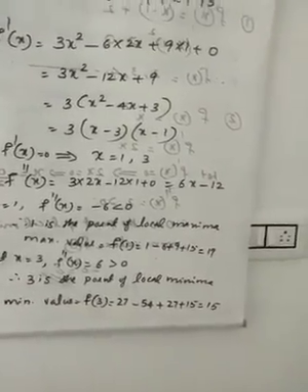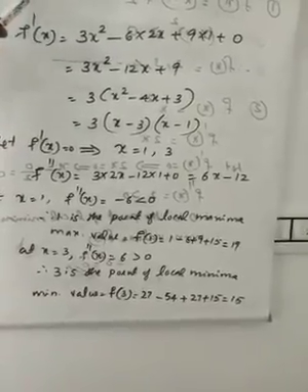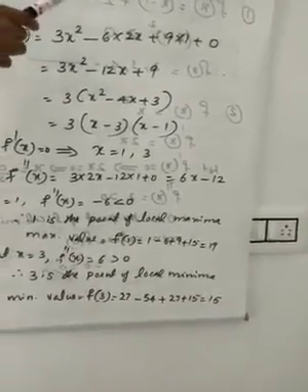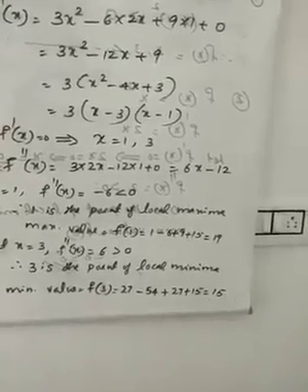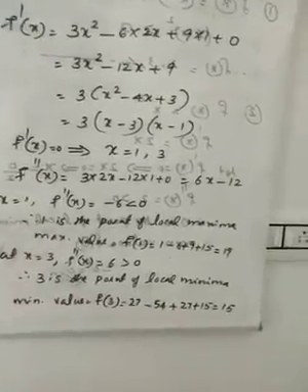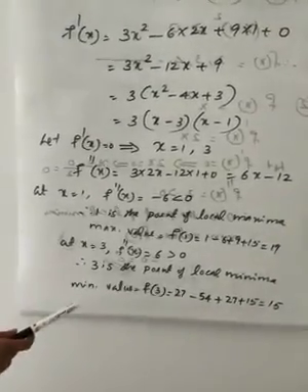And how will you find the minimum value? Substitute x equal to 3 in the given function y equal to f of x. That is 3 cube minus 6 into 3 square plus 9 into 3 plus 15. That is 15. And here the maximum point is 1 with maximum value 19, and the minimum point is 3 with minimum value 15.